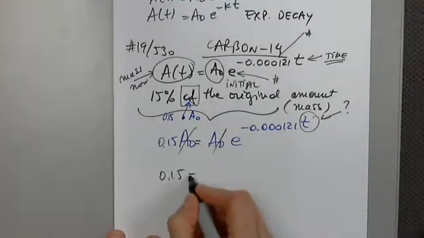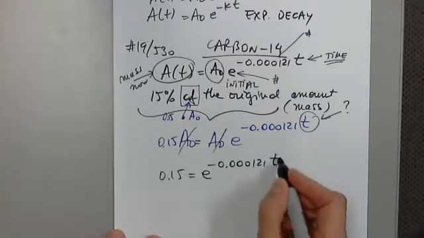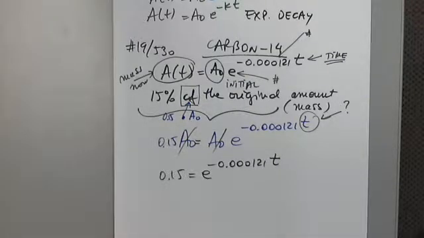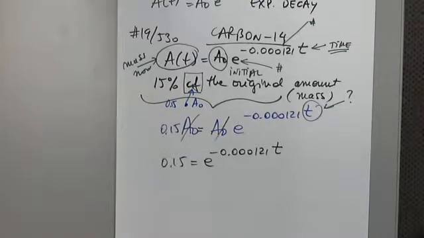We have 0.15 equals e to negative 0.0000121 t. And now I'm asking myself, how do I solve this equation? That's the next step. I would like to be able to apply a mechanism that brings that power down so I can solve. And there is only one function that will do that. Which function will do that?